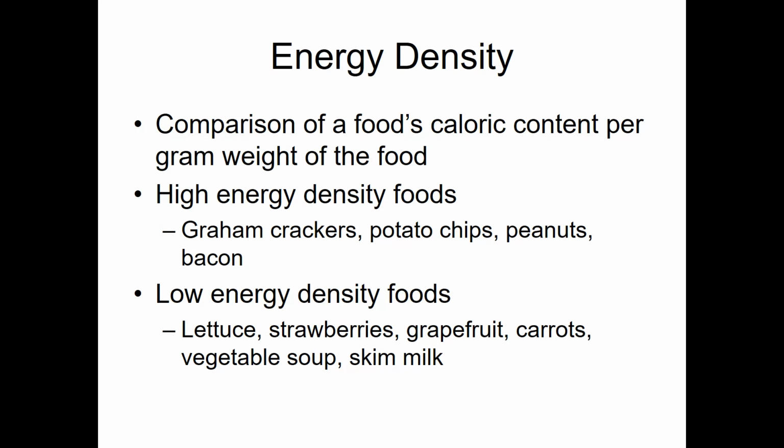Let's move on to densities, beginning with energy density. This one may be obvious. To calculate the energy density, you divide the calories in the food by the grams of food, so kilocalories per gram. Something high energy density would have a lot of calories per weight, whereas something low energy density would have few calories per weight. Things with a lot of fiber or water would have low energy density.